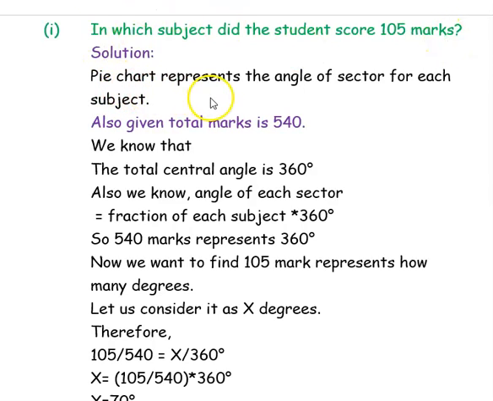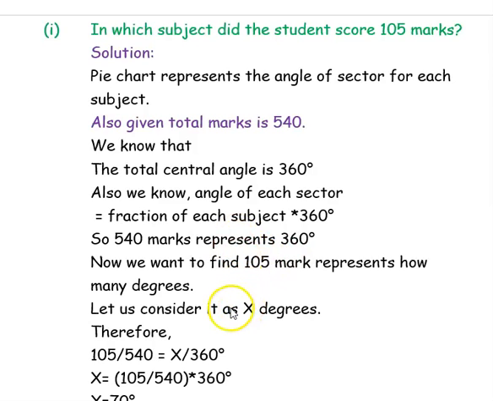So the given pie chart represents the angle of sector for each subject. It's also given that total marks is 540. So we know that the central angle of the circle is 360 degree. Also we know that the angle of each sector is the fraction of each subject into 360 degree. Here the 540 marks represent the whole circle, that is 360 degree. And we want to find 105 marks represents how many degrees. So now let's consider it as x degree. So 105 marks corresponds to x degrees and 540 marks corresponds to 360 degrees.